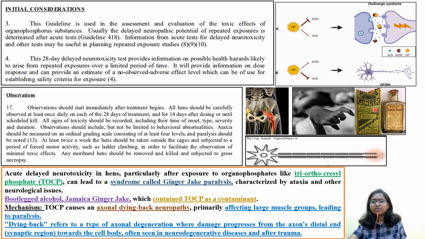So hope you understood about ginger jack paralysis. This is the one which is OPIDN. It is called organophosphate induced delayed neuropathy. See here, you can see dying of neuron is taking place. This is the organophosphate which is inhibiting the acetylcholinesterase enzyme. As a result, acetylcholine levels in the synaptic cleft will increase, because of which we will have cholinergic syndrome. All the typical symptoms of cholinergic syndrome we will read in the next slide. So this is the longest one, the sciatic nerve getting affected.